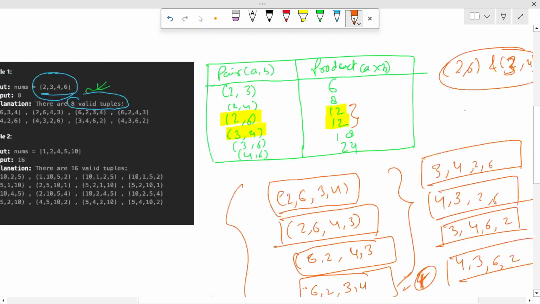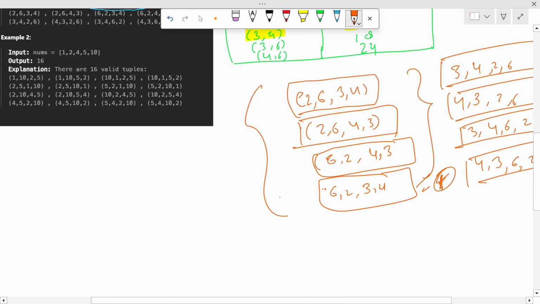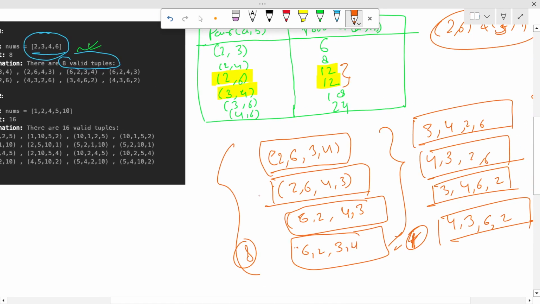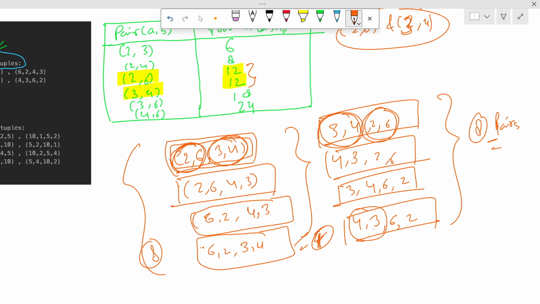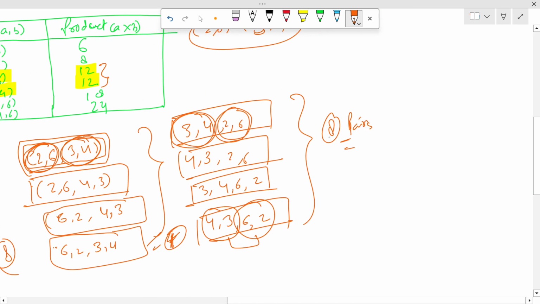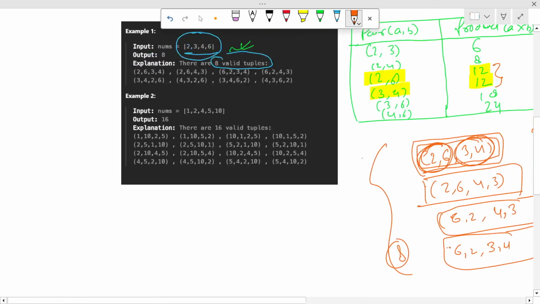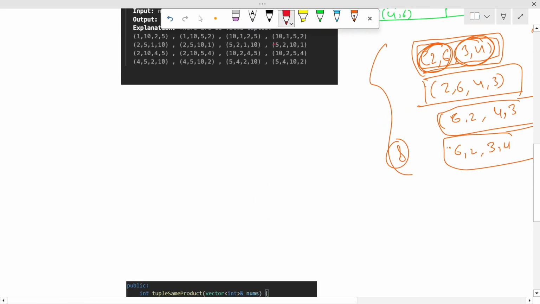So the total tuples are 8, because after calculating all the possible values, the product of these two is equal to the product of these two values. 4 into 3 and 6 into 2 is the same value. After calculating, we get 8 valid pairs, and the same thing we have to calculate with example 2. After example 2 we will discuss how we calculate these pairs.